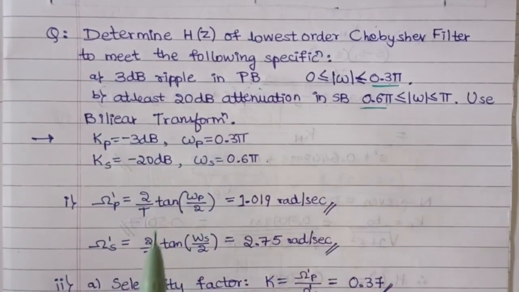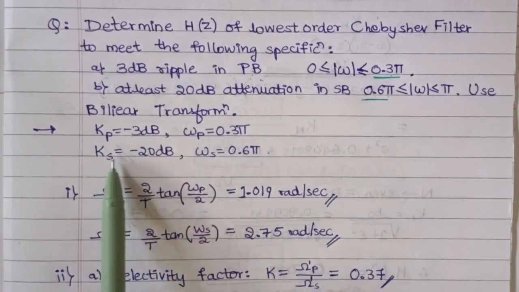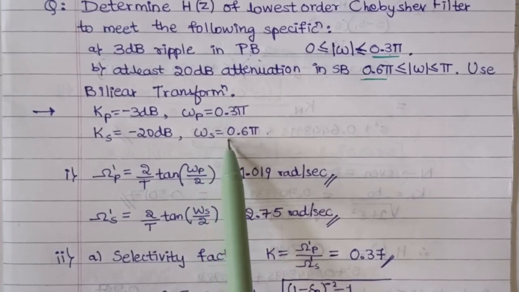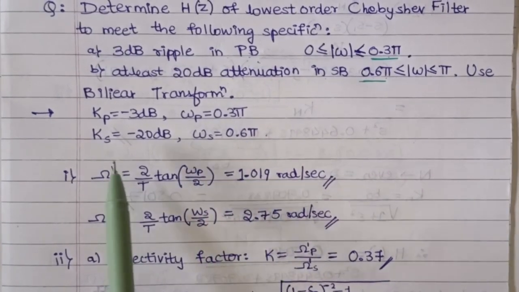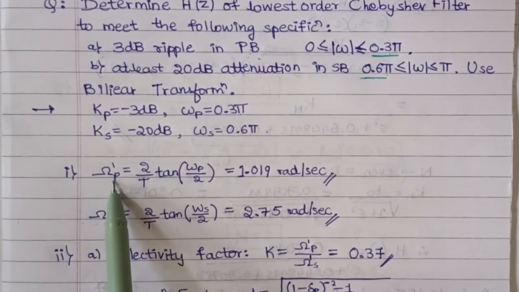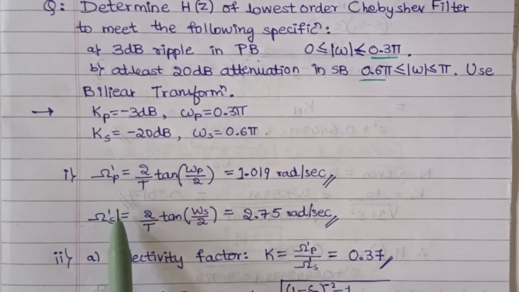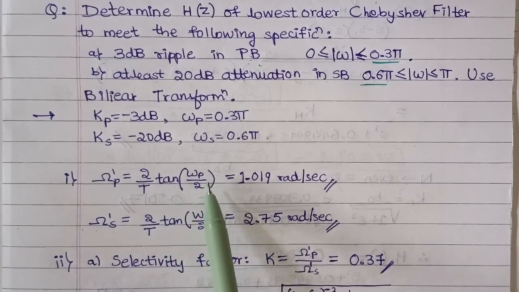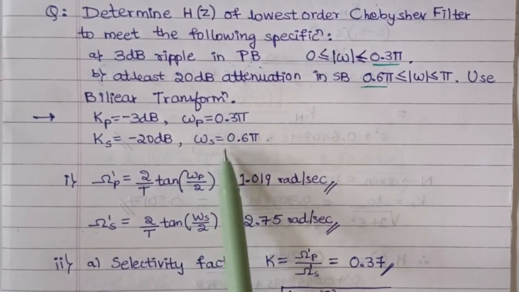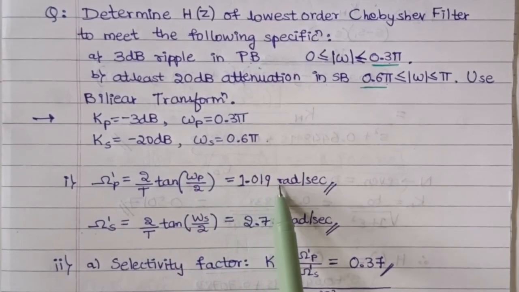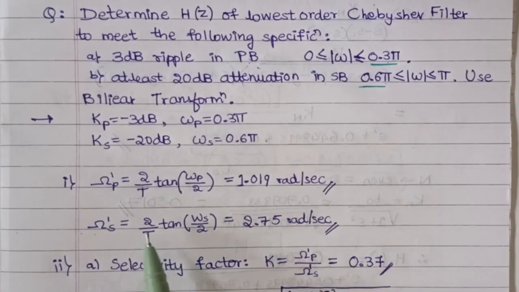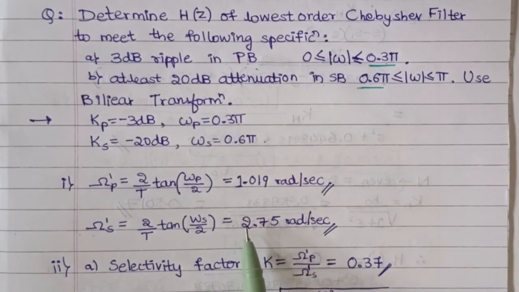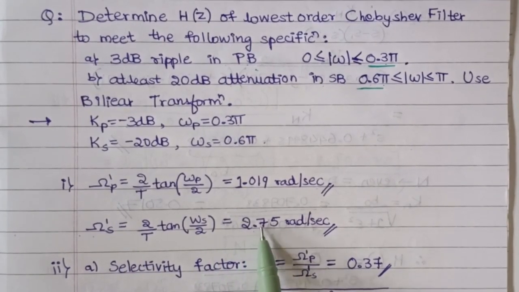To obtain the bilinear transformation, kp is equal to minus 3 dB, ks is equal to minus 20 dB, omega p is equal to 0.3 pi, omega s is equal to 0.6 pi. The first step in bilinear transformation is pre-warping. We have to find omega p dash and omega s dash. Omega p dash is given by 2 by T tan(wp by 2). Substituting wp as 0.3 pi, we get 1.019 radian per second. Similarly, substituting ws as 0.6 pi, we get omega s dash is equal to 2.75 radian per second.